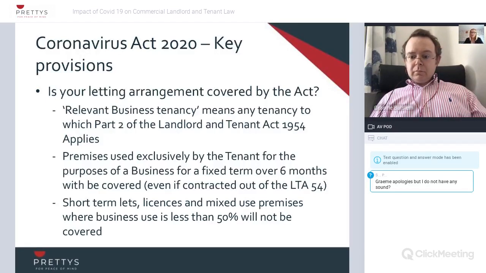If you then contract it out, it doesn't stop it prima facie being covered by the Act. So if that is a tenancy which you have, so a relevant business tenancy, then you will be covered by the provisions of the Act.